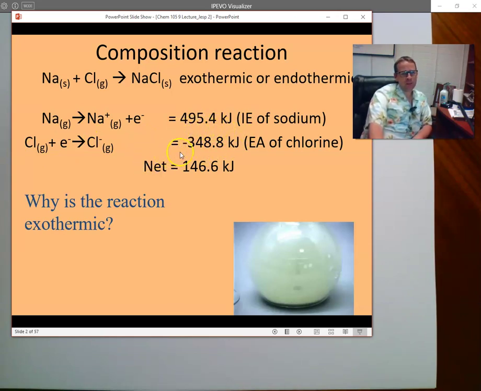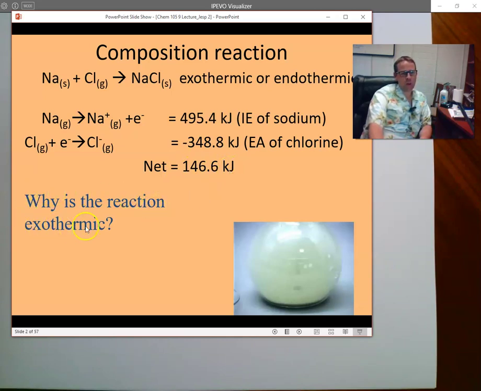So the net energy change between those, and let's look at this, EA. What does EA stand for, Chance? Electron affinity. Electron affinity, that's right. And that's what we're talking about when we give an electron to an atom. So the net energy between the ionization energy of sodium and the electron affinity of chlorine is a positive value, 146.6.